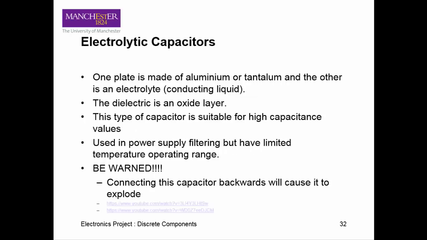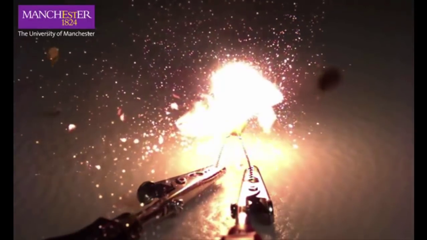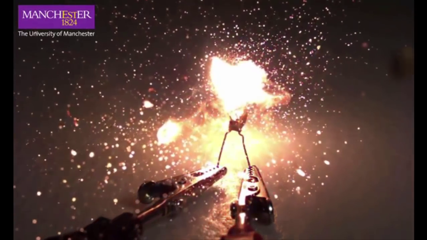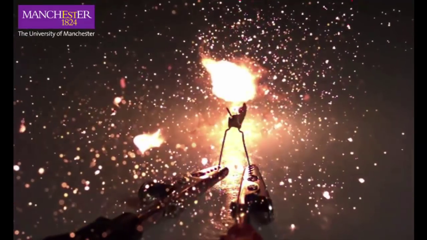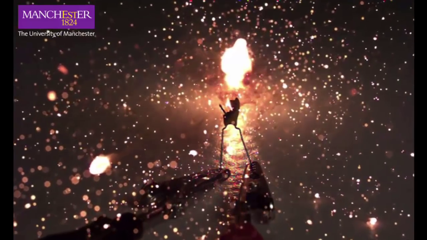Electrolytic capacitors are made of aluminium or tantalum and a conducting liquid. They are suitable for high capacitance values and are used in power supply filtering. Unfortunately, they are polarity sensitive, and if reverse polarized, they may explode. This is an ultra slow motion video of a tantalum capacitor exploding. It is very important to ensure that the capacitors are placed in the correct polarity on your printed circuit board, otherwise it could have disastrous consequences.